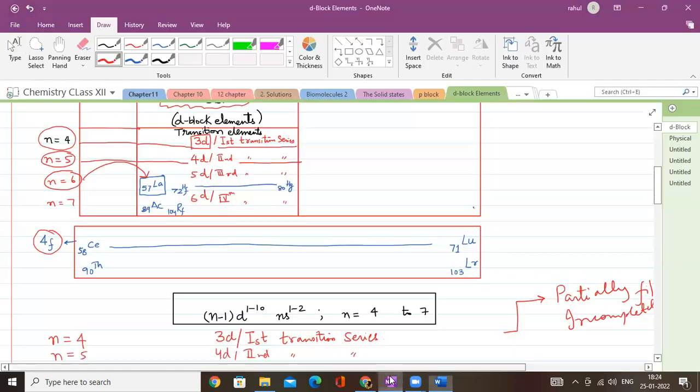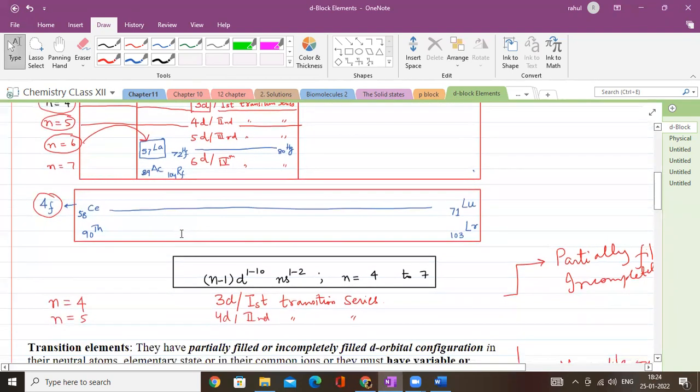Now let's go to n is 6. When n is 6, of course you will try to fill the 5d orbital. But the point here is, if I try to fill the 5d orbital, according to the Aufbau principle, 4f should be filled before the 5d subshell. 4f should be filled before the 5d subshell.